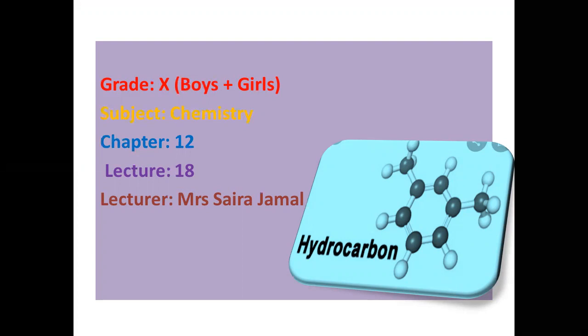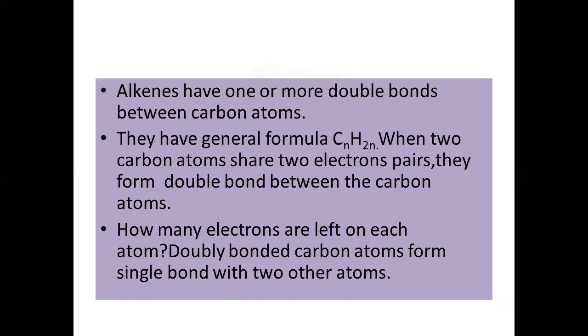Dear students, as you know, this chapter is about hydrocarbons. In the previous lecture, we discussed alkanes, and today I'm going to talk about the second class of hydrocarbons, that is the unsaturated hydrocarbons. The types of unsaturated hydrocarbons are alkenes and alkynes. First of all, we will discuss alkenes. What are alkenes? Alkenes have one or more double bonds between carbon atoms. It means that those unsaturated hydrocarbons which contain at least one carbon-carbon double bond are called alkenes.